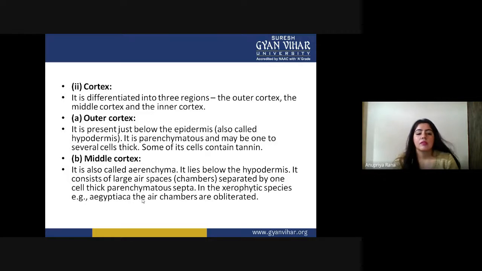So these are large air spaces or chambers, separated by one cell thick parenchymal septa. In xerophytic species like Marsilea, the air chambers are obliterated. Basically, xerophytic species, which live in water-deficit conditions, do not possess air chambers because they do not need them, as they do not live inside the water. But if the plant is hydrophytic, or water-loving, they will need the air chambers inside them.